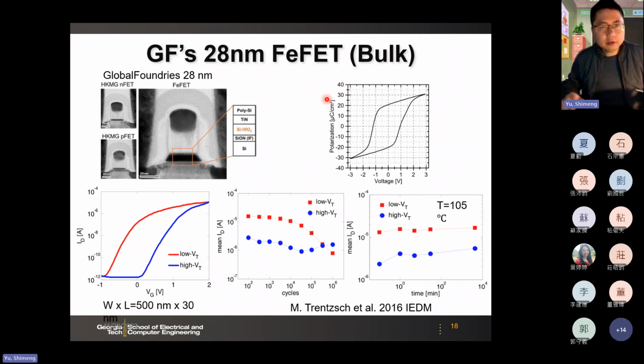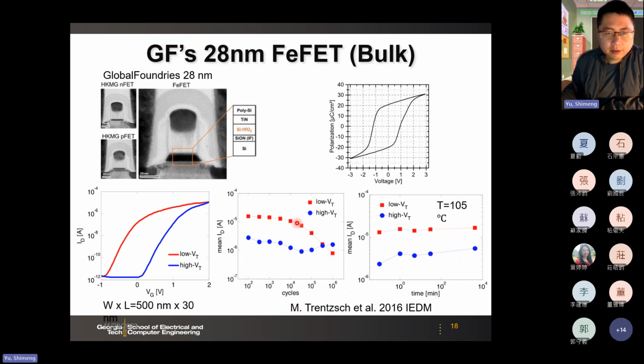So here, this is the GlobalFoundries 28 nanometer FeFET platform. And here, this is a typical IDVG curve. You have low VTH state, high VTH state, and the endurance cycling in the power 5 cycles, and the retention at 105 degrees C. So here you see that endurance is not so good compared to the FeCap or the FE1, which Sony recorded like 10 to the power 11. So here the GlobalFoundries FeFET only like 10 to the power 5 or 10 to the power 6.